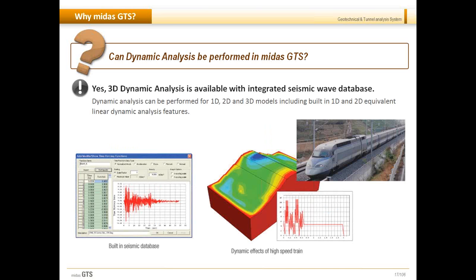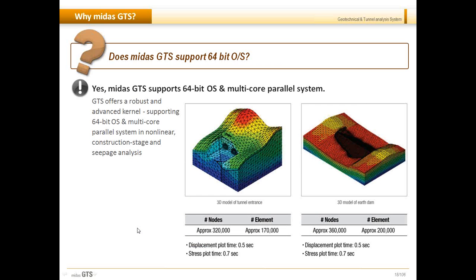And you can perform dynamic analysis. With dynamic analysis, there are two main purposes. One is to analyze the seismic response of the soil. The other one is blasting. These two kinds of modeling can be considered in GTS, and much more. And GTS supports a 64-bit solver and multi-core parallel systems.